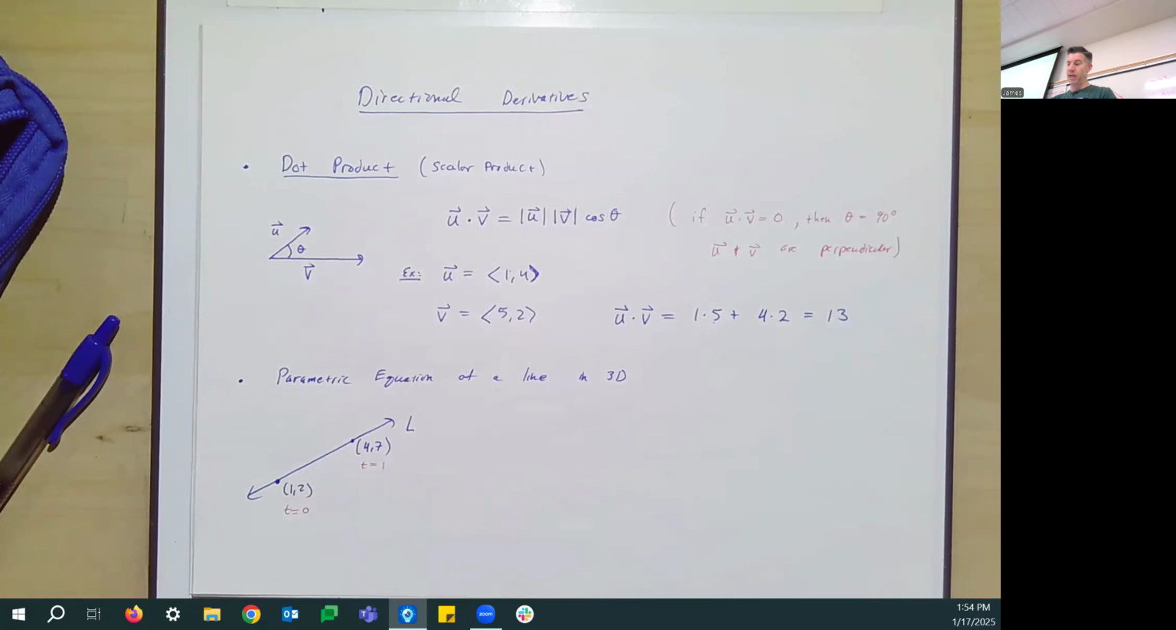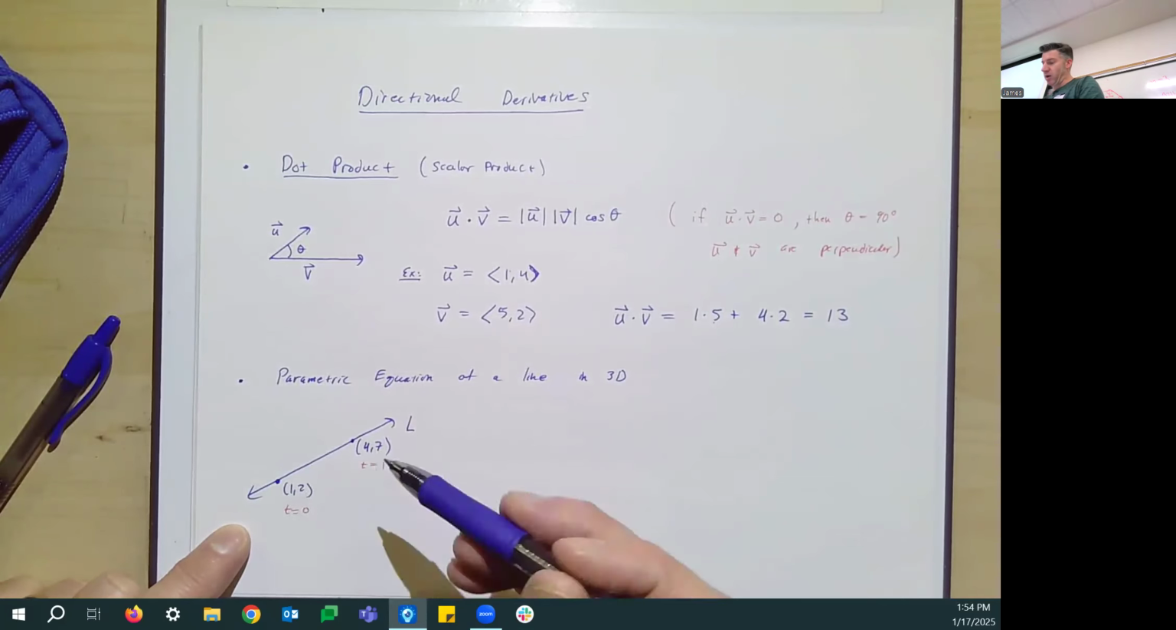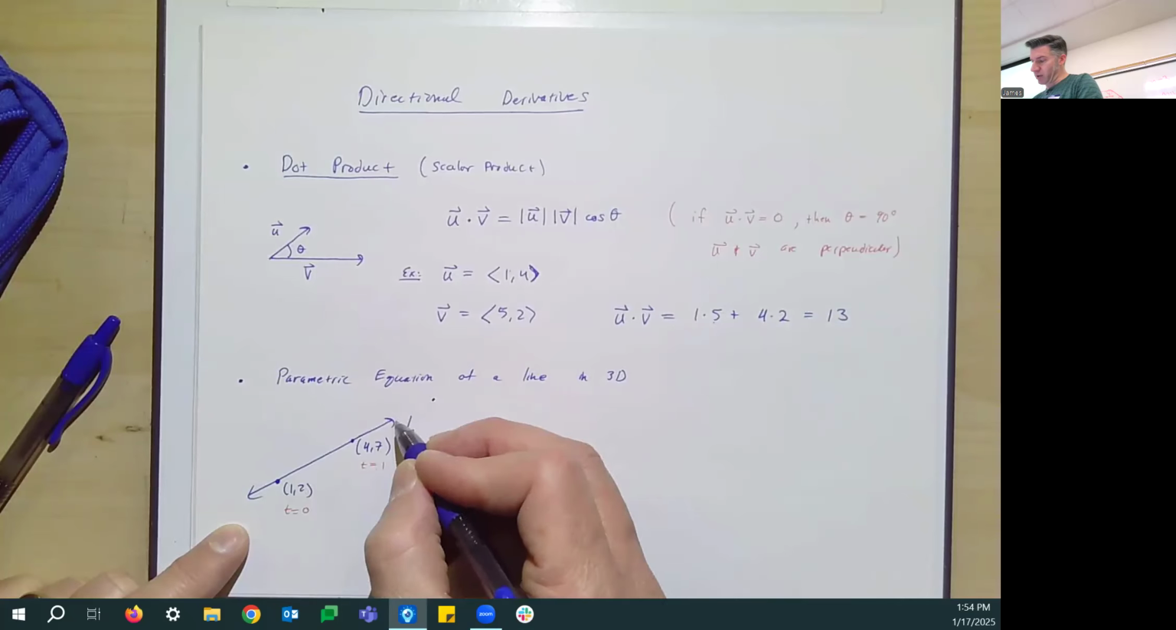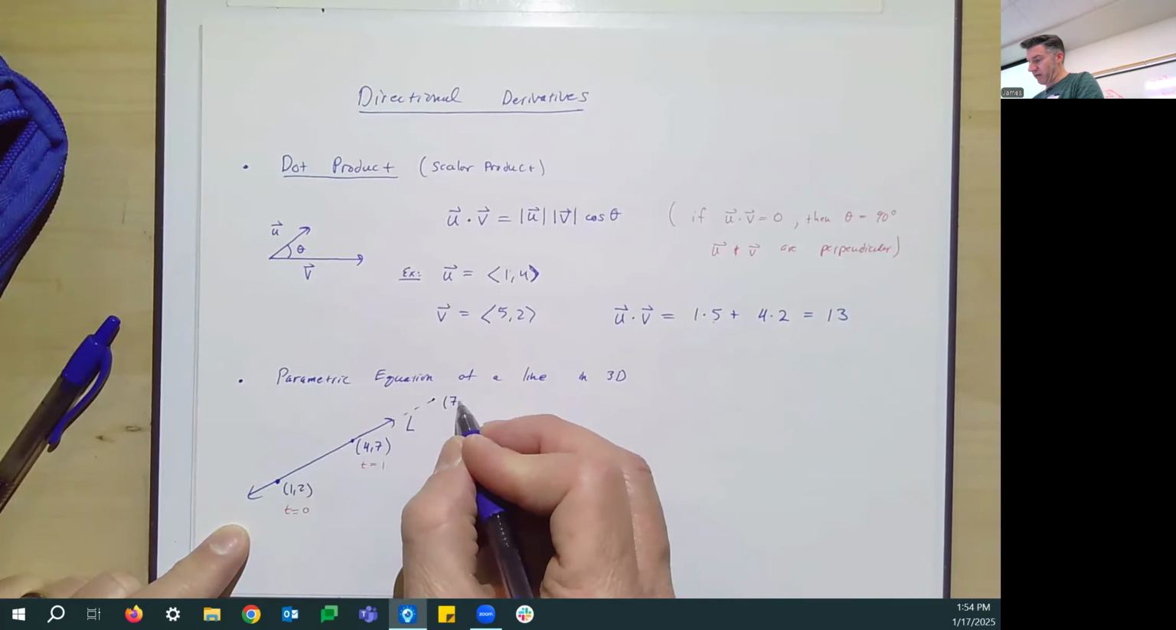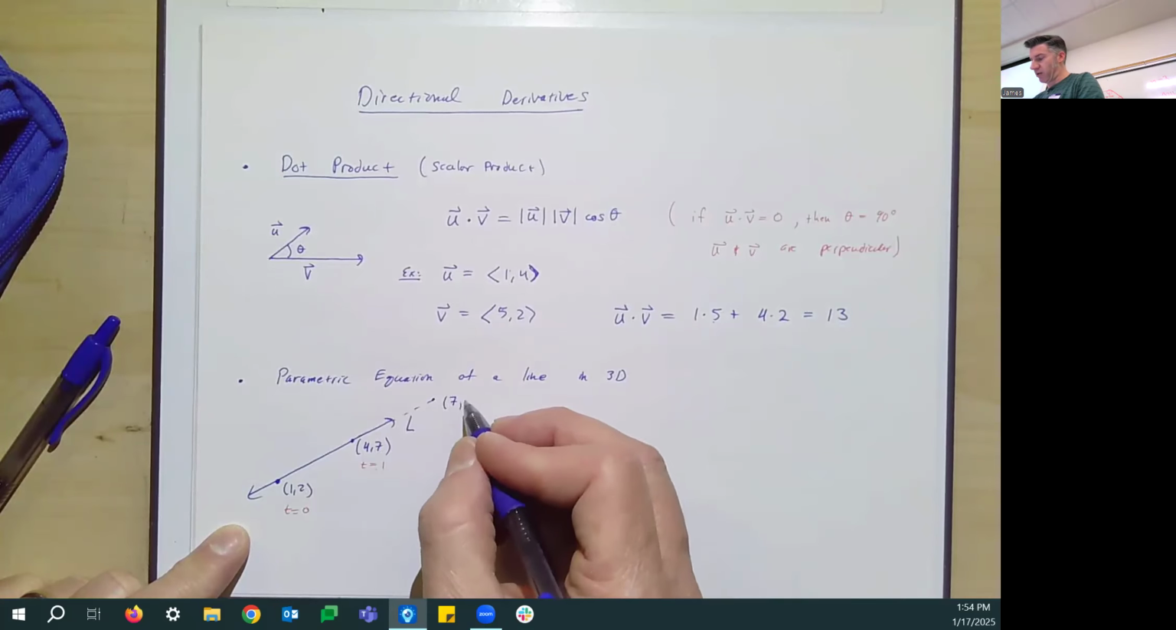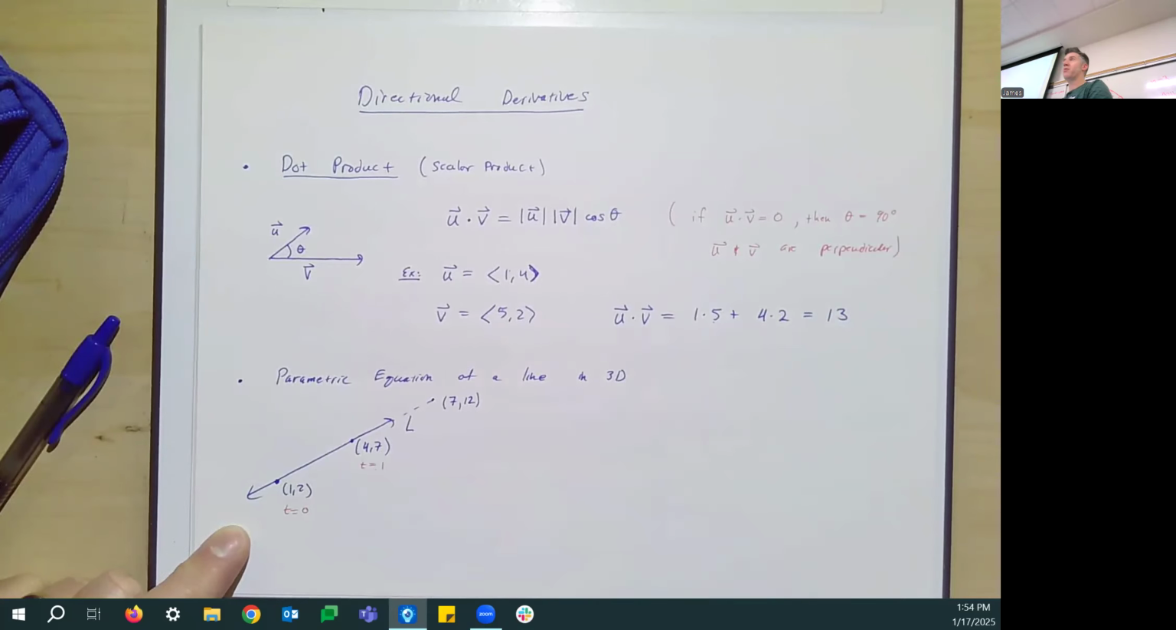So from time equals 0 to time equals 1, the x value increased by 3, and the y value increased by 5. So if it keeps going in this direction, if x increases by 3 again, I'd be at 7, and if y increased by 5 again, 12. Because if we're traveling along a straight line, we always have this nice way that it works.